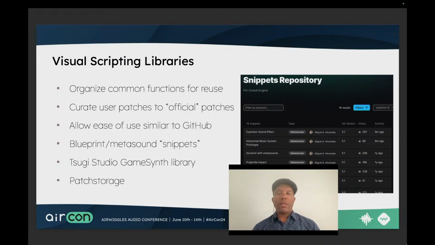And it would be nice to have an ease of use similar to GitHub. GitHub is just a way of putting open source code up and having people see it, download it, and easily recompile it for their own use and to be able to learn from it. So there's the snippet repository, as I show on the right-hand side here. And then if you use commercial solutions like Sugi Studio GameSynth, they have a whole library of all these procedural audio sounds, and there's going to be a presentation on that in AirCon as well that you should definitely check out.